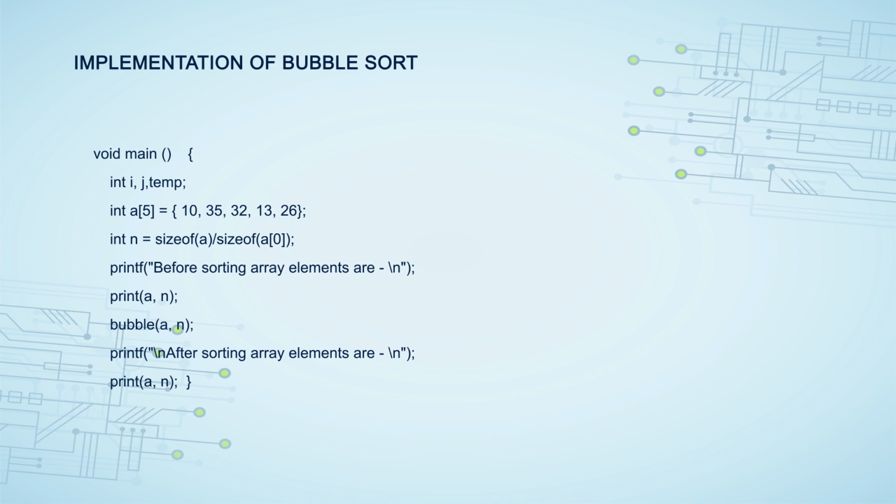Before sorting I can print the array elements like print of a comma n. This will simply call the print function, and after this I am calling the bubble function, that is bubble of a comma n, and this will call the bubble function. After sorting I again call the print function. So, this will simply print the array elements before sorting and after sorting.